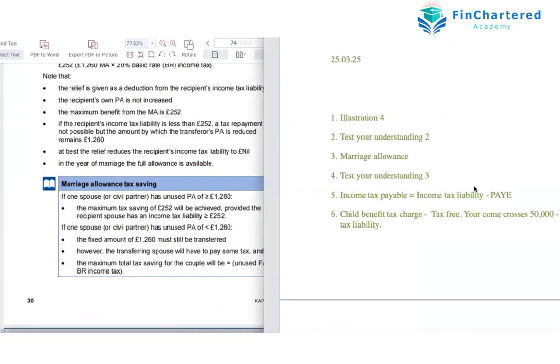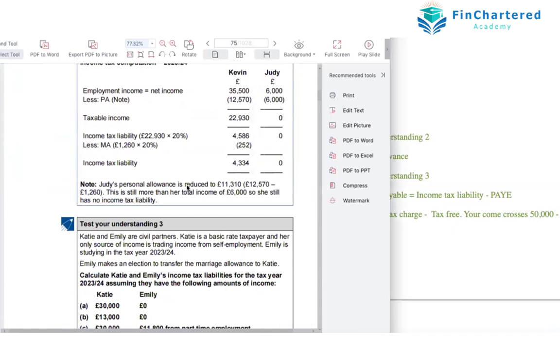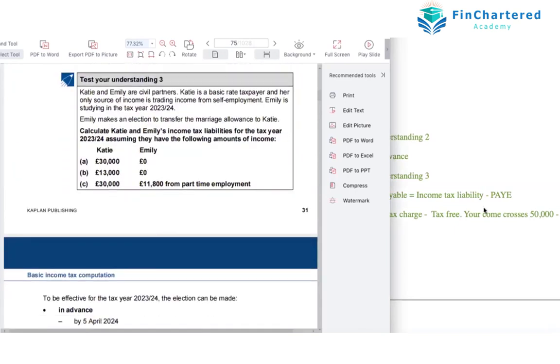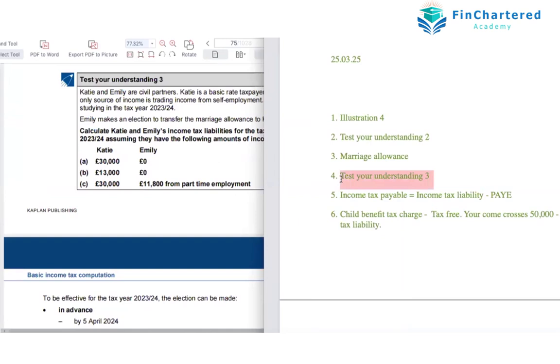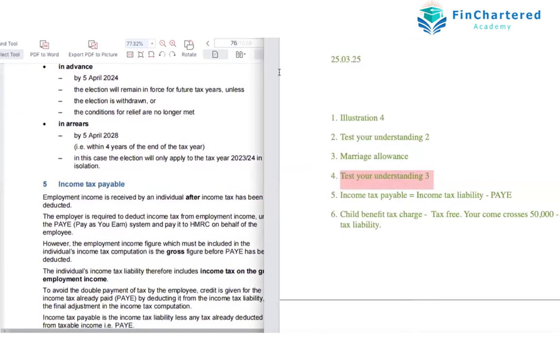Offline, comfortable. Kunal is comfortable. Chirag, you are comfortable with all this? We saw Katie and Emily's example. Test your understanding 3 also we saw in the previous class. Okay.